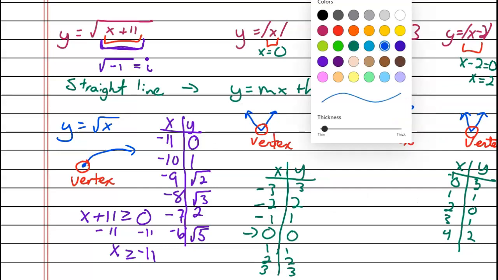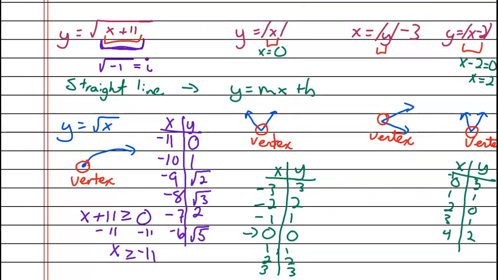This last one is the one that we have more difficulty with. Anytime you have x equals, select values for your y. In other words, plug in -2, -1, 0, 1, and 2. Plug in values for your y. Don't try plugging in values for your x. Plug in values for your y.